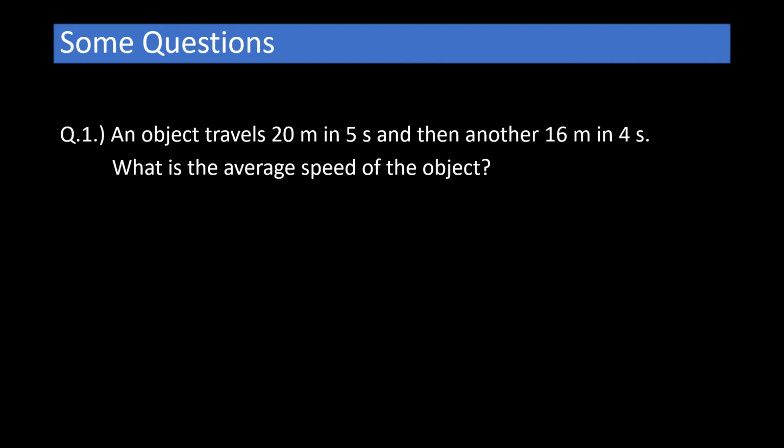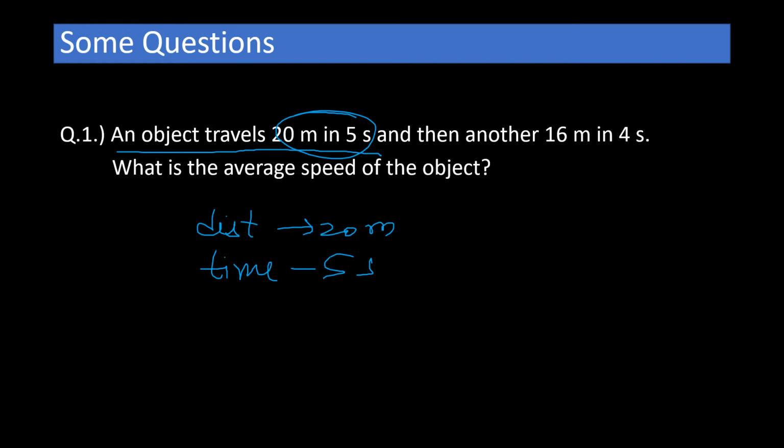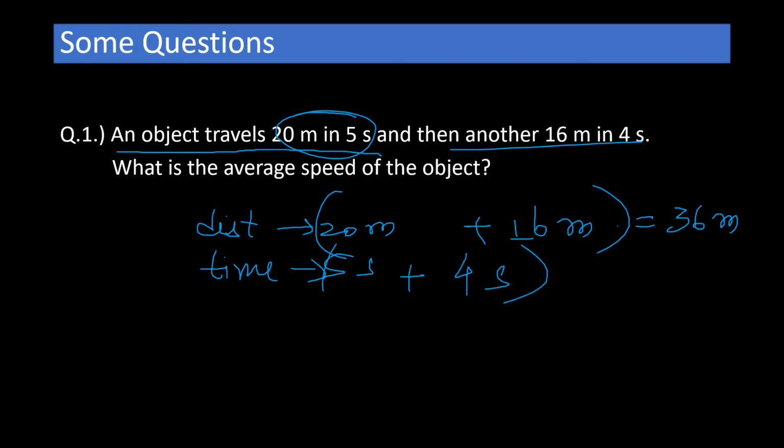So here we see that an object travels 20 meters in 5 seconds. So what is the distance traveled, guys? 20 meters. Time taken is 5 seconds. And then another 16 meters. What is the total distance covered, guys? 36 meters, right? How much time does it take? 4 seconds. So total time we get is 9 seconds.